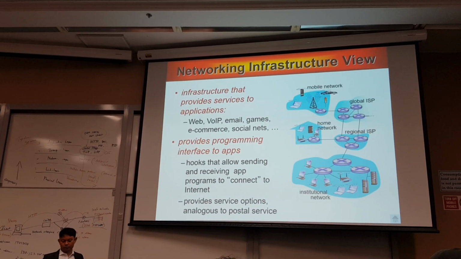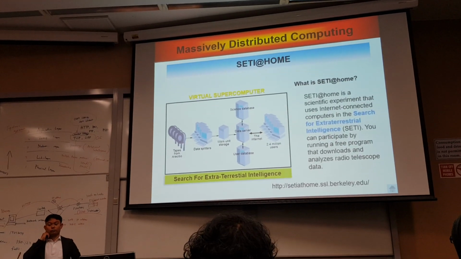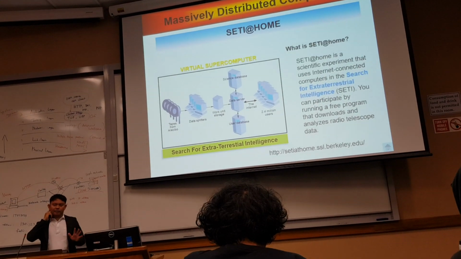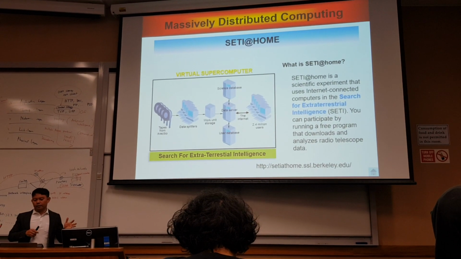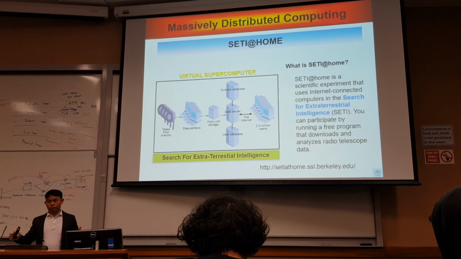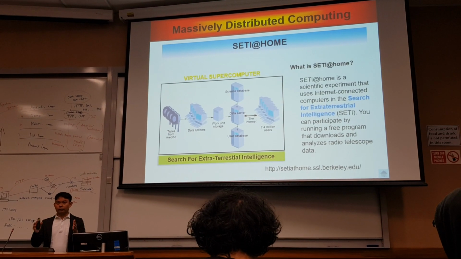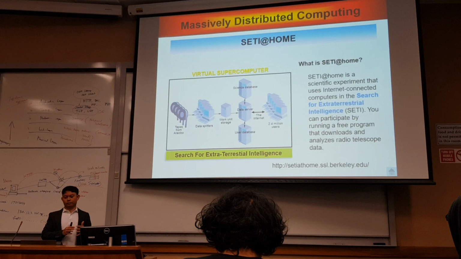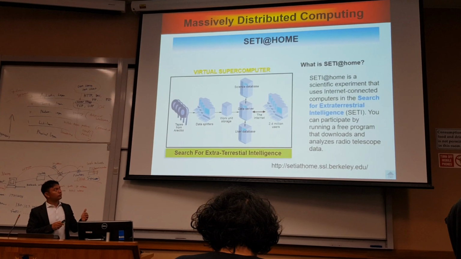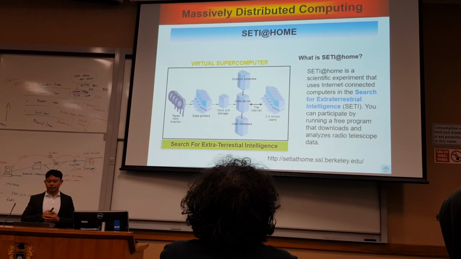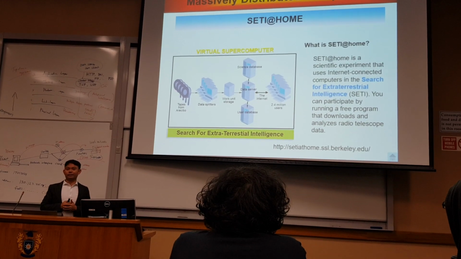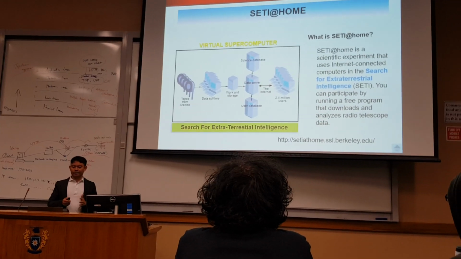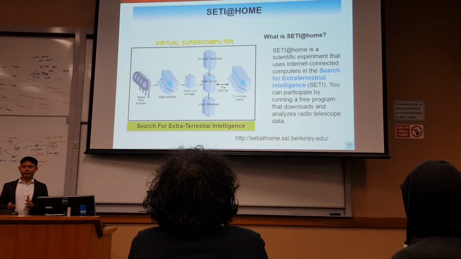programming interfaces to applications. Here's an example of how to create a virtual supercomputer. Okay? Let's just have a look at it in a high-level view. At Berkeley, they have built a virtual supercomputer by allowing people to volunteer their machines' idle times. Their group is called SETI at Home. They're looking for some evidence of extraterrestrial intelligence. So SETI stands for Search for Extraterrestrial Intelligence.